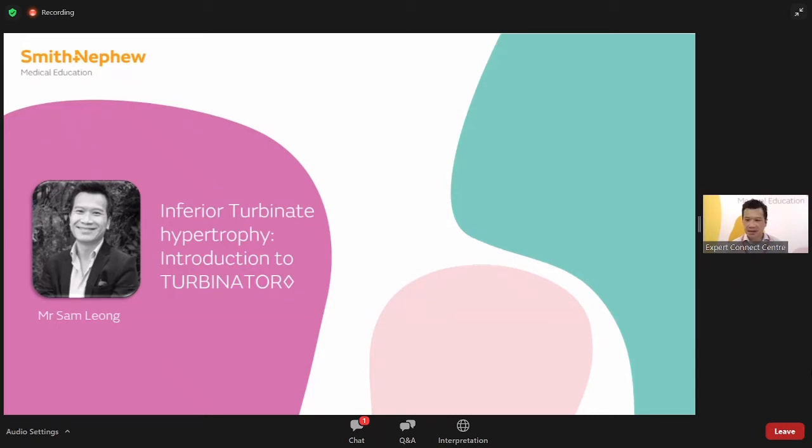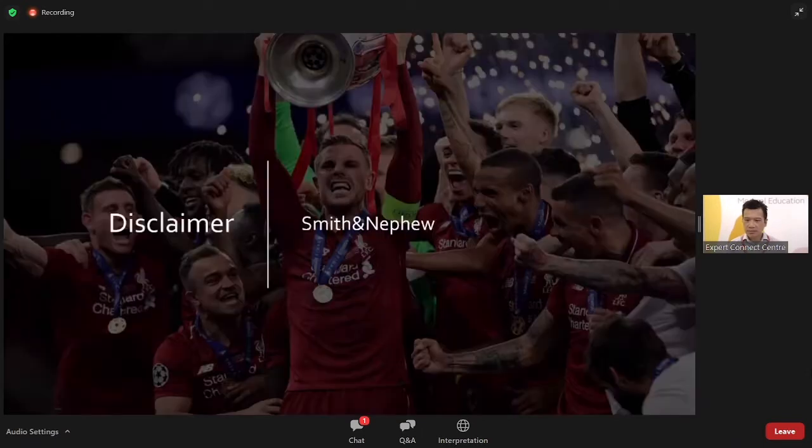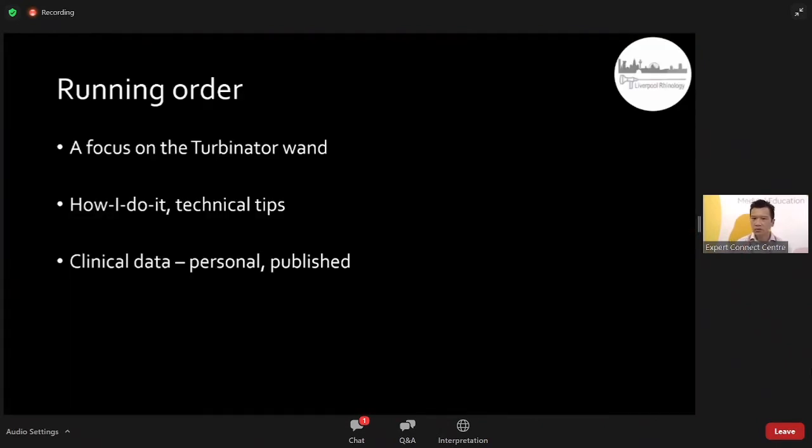I'm going to be focusing on the Turbinator. For the next few minutes, what I'm going to do is focus on the Turbinator one, and then in the next session, I will introduce you to the setup in the labs. I'm going to focus on how I do it, and I've been using the Turbinator one for the last 3 to 4 years, and I'll share some technical tips, and then finish off the presentation with some clinical data.